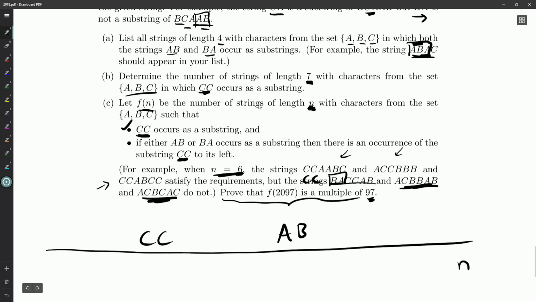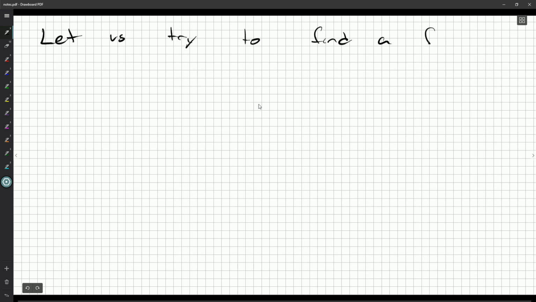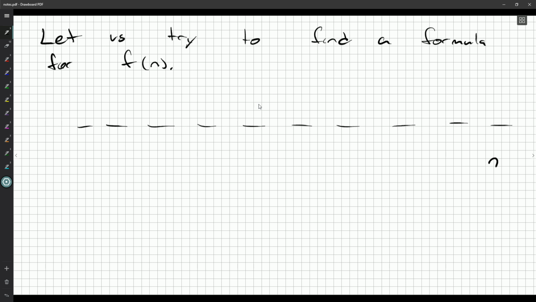CC occurs as a substring. And then we've got to watch out for these ABs. There definitely has to be a CC. So let's be general. So let us try to find a formula for Fn. Okay, so imagine I've got n things. Now I know I have to have a CC somewhere.